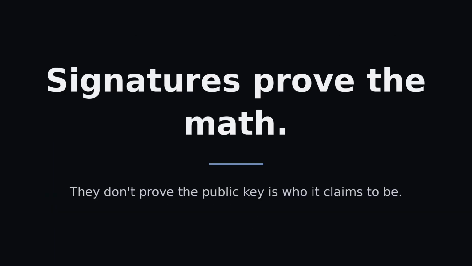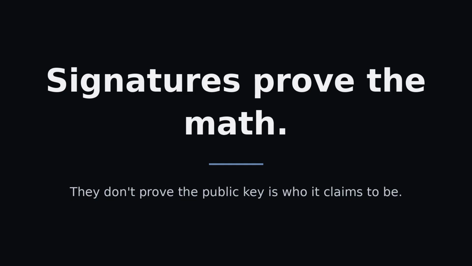Signatures prove that whoever holds a specific private key signed a specific message. They do not prove that the public key actually belongs to who it claims to belong to. Anyone in the world can generate a key pair and put any name on the public key. If Eve generates a key pair, calls it google.com's key, and convinces your browser to use it, every signature she produces will verify perfectly with her own public key, even though she's not Google. The signature math is honest. The naming is the weak link.